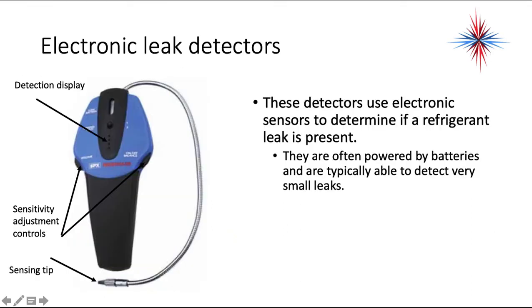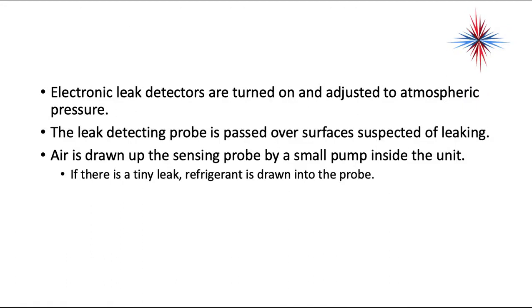Electronic leak detectors, by far, other than soap bubbles, are the best way to find leaks. The detectors use electronic sensors to determine if a refrigerant leak is present. They are often powered by batteries and are typically able to detect very small leaks. However, there is a learning curve to using them, just like anything else. Electronic leak detectors are turned on and adjust to atmospheric pressure. A leak detecting probe is passed slowly over the surfaces suspected of leaking. Air is drawn up into the sensing probe by a small pump inside the unit.